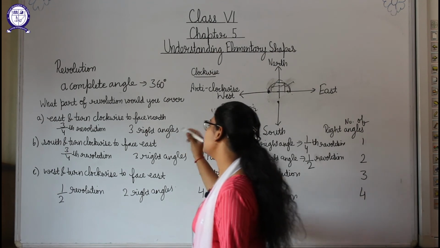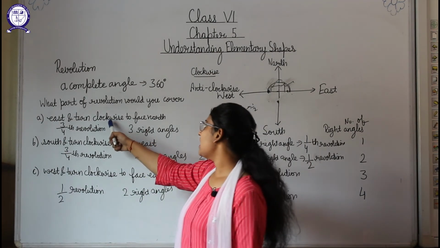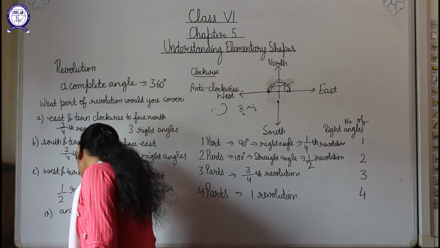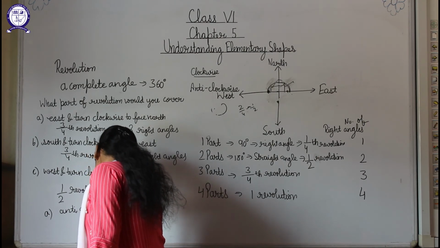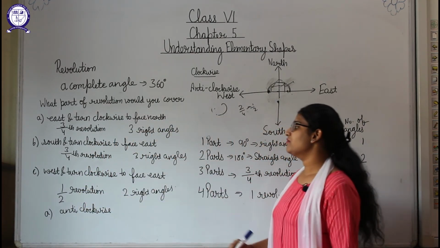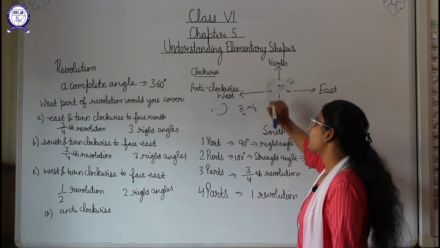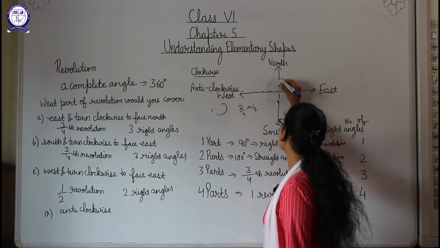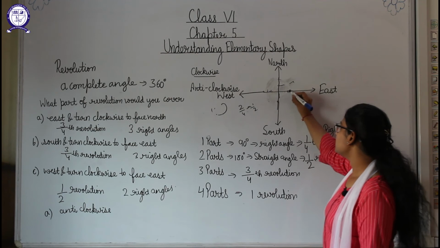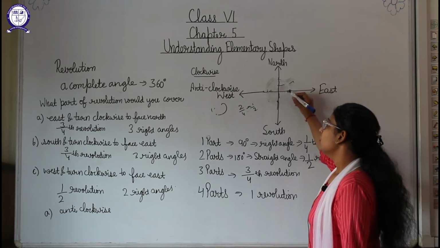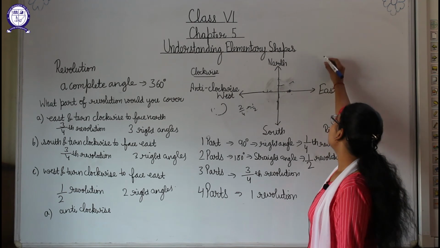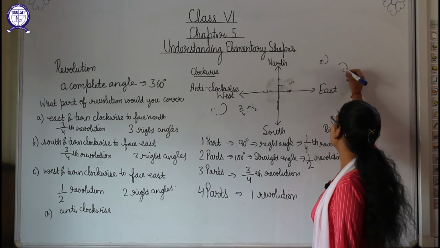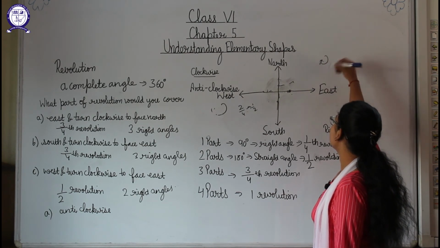Now students, pause. If it is asked that east and turn anti-clockwise, means we are again doing the first part, but this time we are going anti-clockwise. So in which direction, how many revolution will it be? Now our question is east and turn anti-clockwise to face north. It means in which direction are we? We are in the east direction, means here we are, and we are turning anti-clockwise. So here we will not go like this, we will go like this. This will be the anti-clockwise direction.